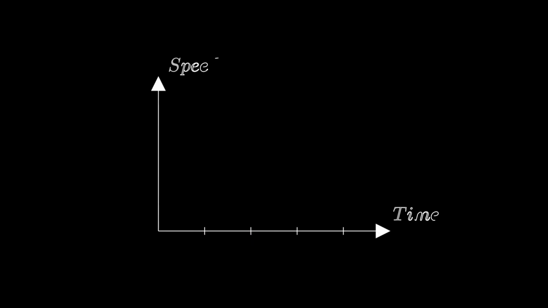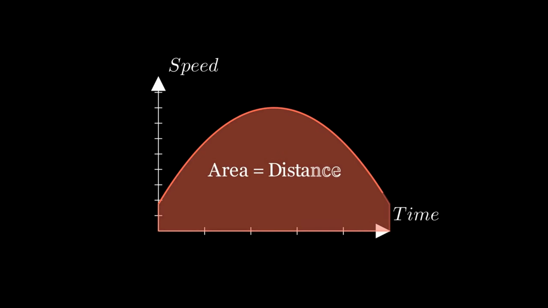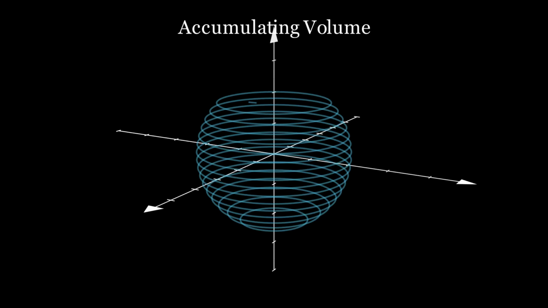If a graph represents the varying speed of a vehicle over time, the area under that curve, the integral, calculates the total distance traveled. This concept extends to 3 dimensions, allowing for the calculation of volumes for irregular objects that cannot be measured with simple geometric formulas.